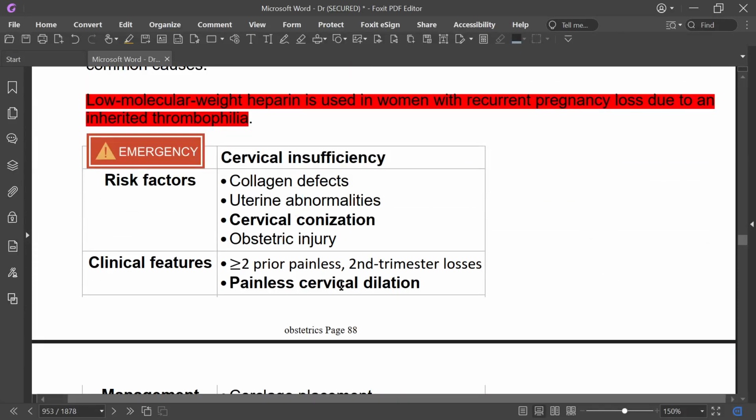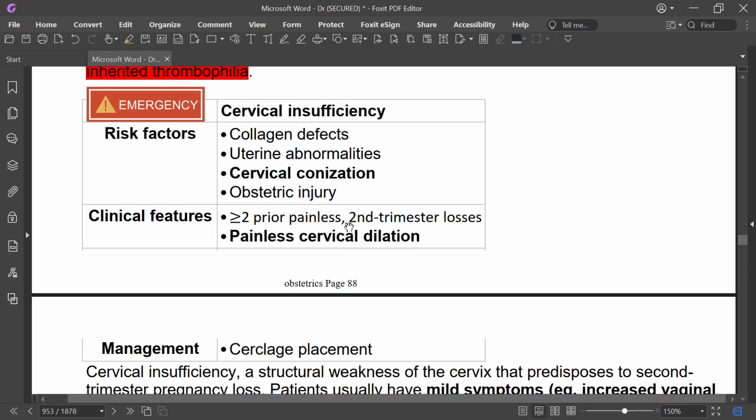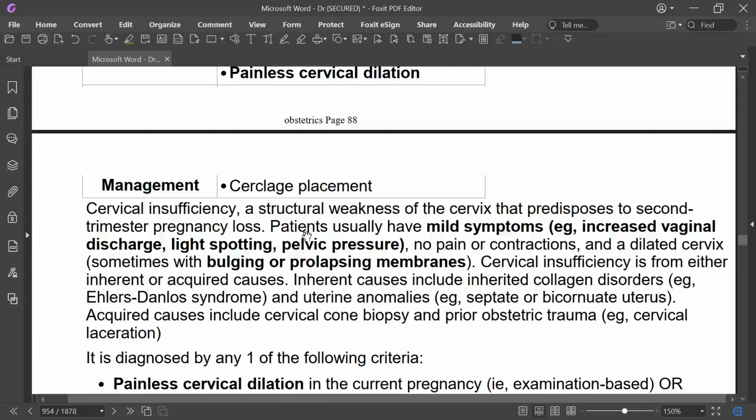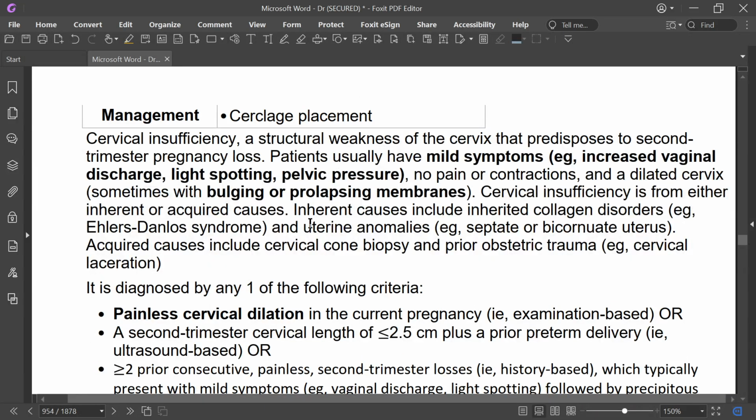Cervical insufficiency risk factors are collagen defect, uterine abnormality, cervical conization, and obstetric injury. Clinical feature is two or more prior painless second trimester losses, and painless cervical dilatation. Management is cerclage placement.